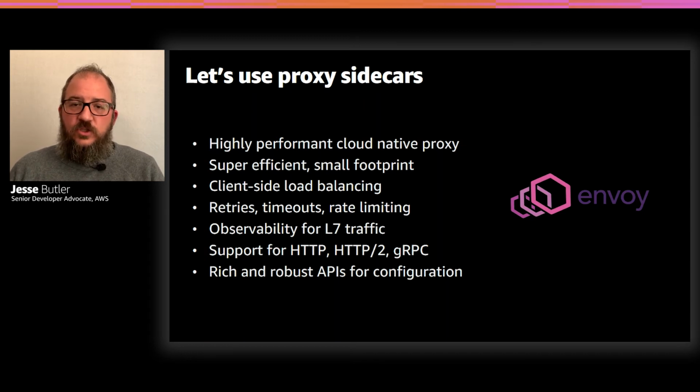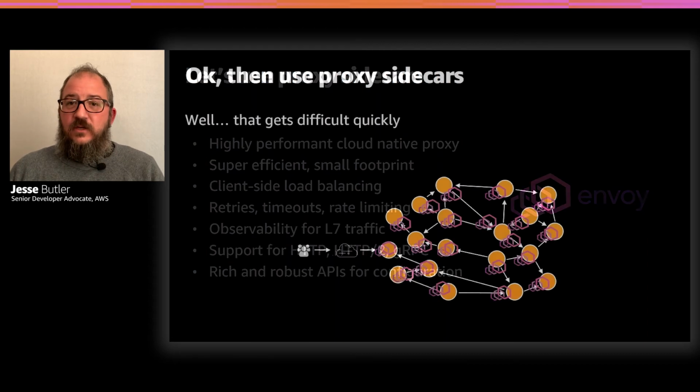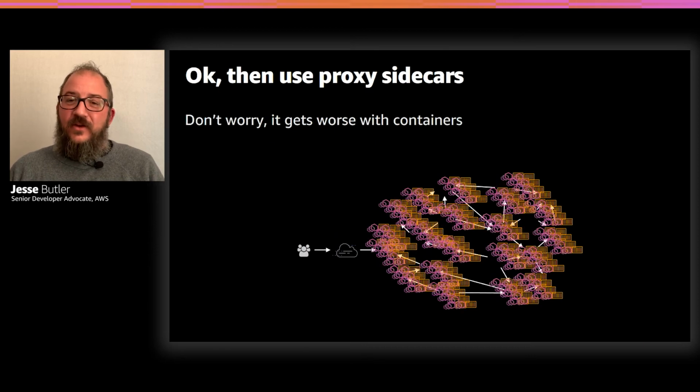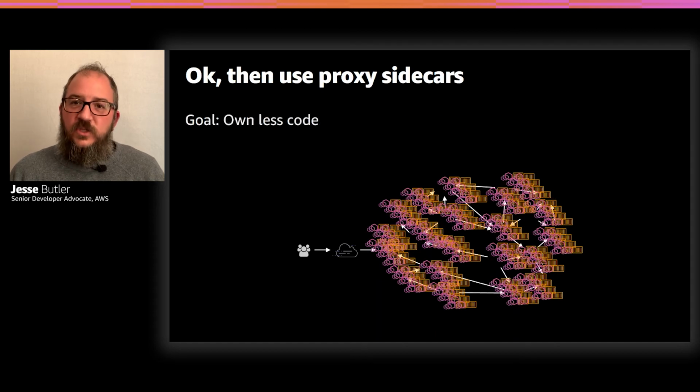They're very feature rich, and you can do a ton of stuff, which gets you right back to this complex situation of having to manage something that's really difficult to manage at scale. And with containers, it actually gets a lot worse, right? Because now every container instance is going to have a proxy. This is really complicated, and it would require quite a lot of automation and abstraction. And again, we should have a goal of owning less code. So this is the case for a service mesh.